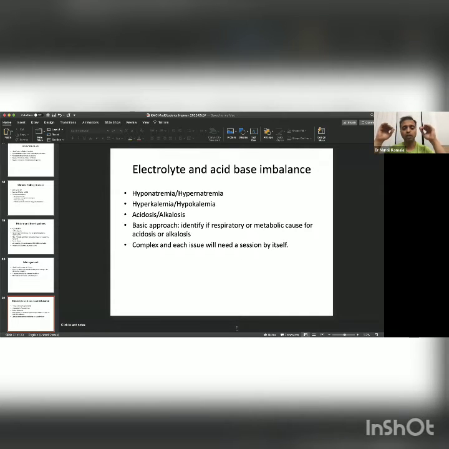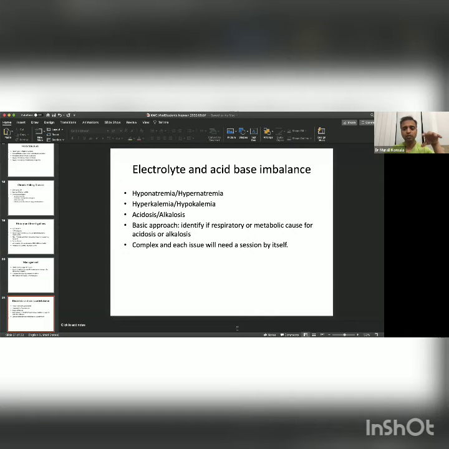Similarly, hyperkalemia and hypokalemia again exist in the context of a kidney injury. Acidosis and alkalosis is again a big topic. First thing to remember is the basic approach to anybody with acidosis or alkalosis is to identify if it's a respiratory or a metabolic cause for alkalosis or acidosis. So once you identify it's a respiratory cause, you manage that accordingly. If it's a metabolic cause, you manage it accordingly.